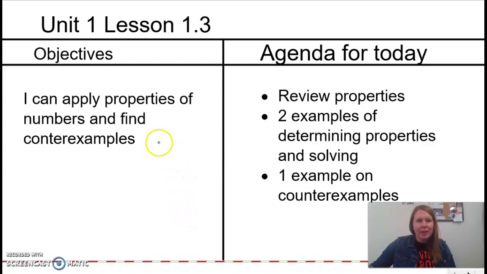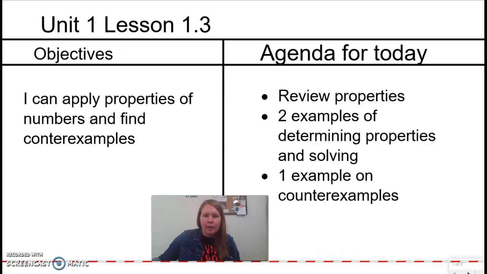In this lesson, our objective is: I can apply properties of numbers and find counterexamples. So in our agenda for today in this video, we're going to review your number properties. We have two examples of determining properties as well as solving them, and then you have one example on counterexamples.